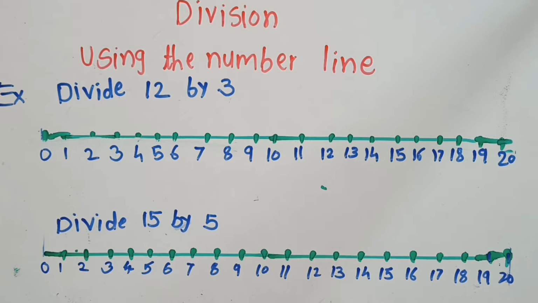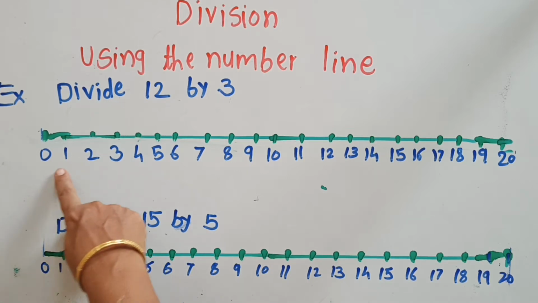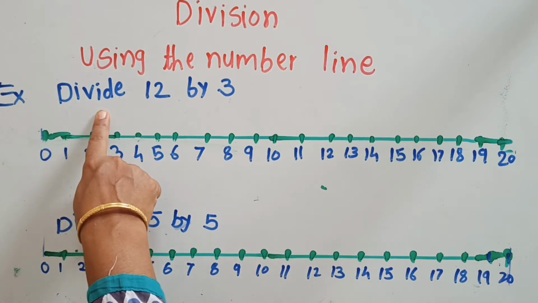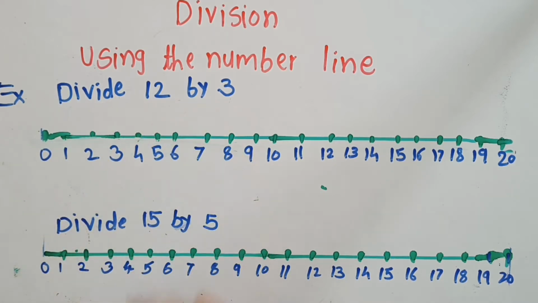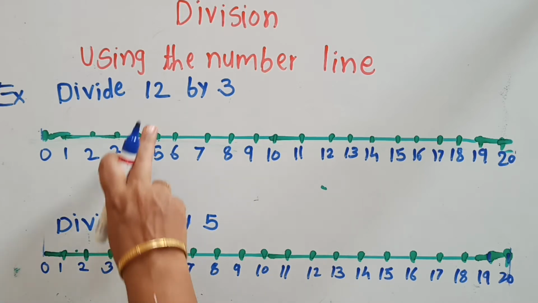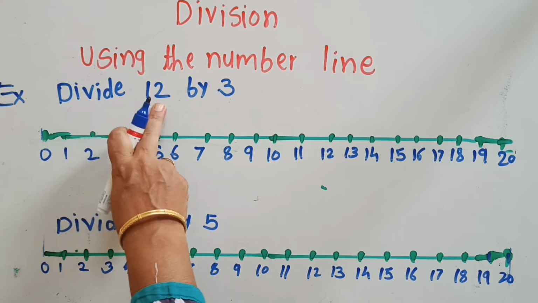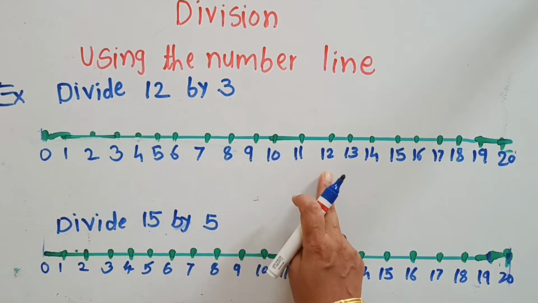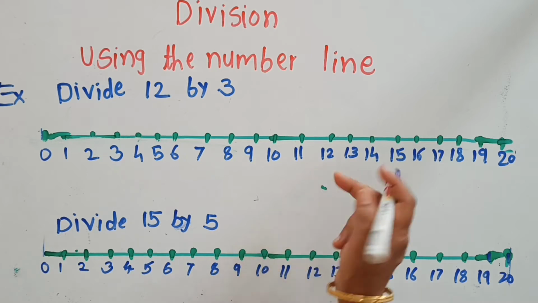Now children, today we are going to learn division using the number line. See, here is a number line and here is an example. Divide 12 by 3. In this example we have to divide 12 by 3. So where is 12? See, here is 12.